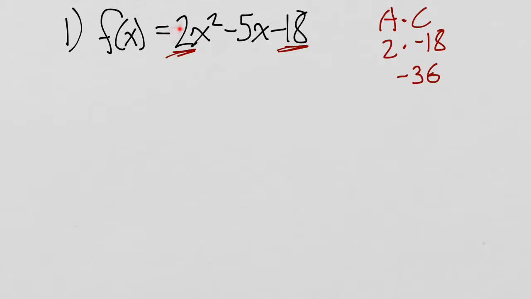If it didn't have a number here, then the number would be 1. The leading coefficient would be 1, and we wouldn't have to worry about it. But it does have a number here, so we're going to have to worry about it. So we use the good old AC method.